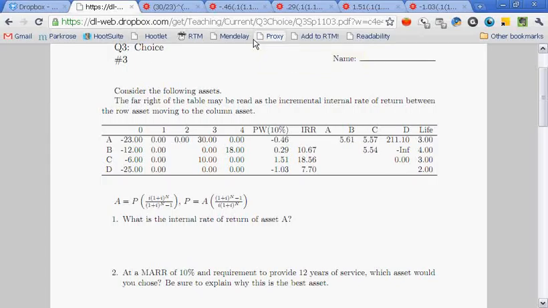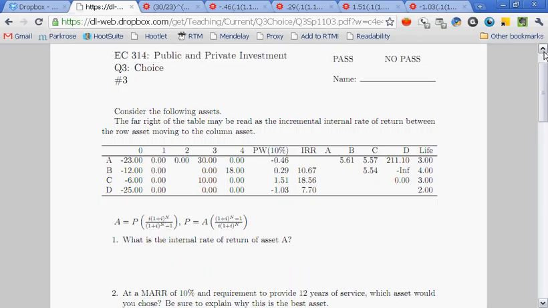Okay, so here's the explainer for the third version of the choice question for spring 2011. By now you've got that the internal rate of return calculation is fairly simple. All that you're doing is finding the interest rate that makes the present worth 0. In this case, you're taking that 30 and putting it over 23.